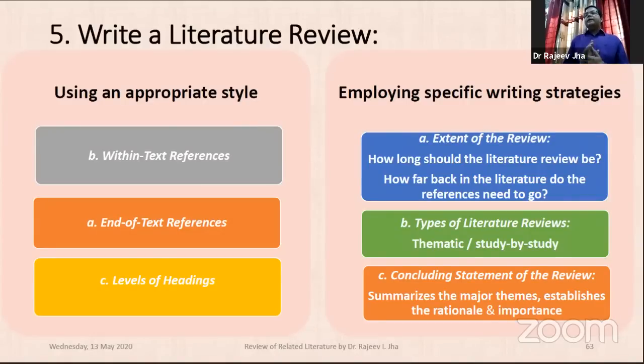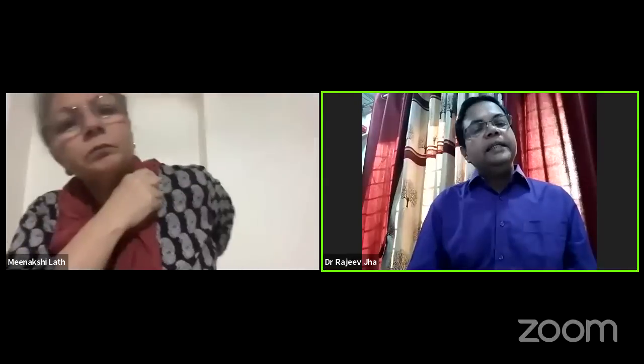The second aspect is types of literature reviews. It could be thematic or it could be study by study. And the third is the concluding statement of the review, which summarizes the major themes and establishes the rationale and importance. May I now request the technical team to show a video which will tell you in detail, with illustrations, how to write the literature review.